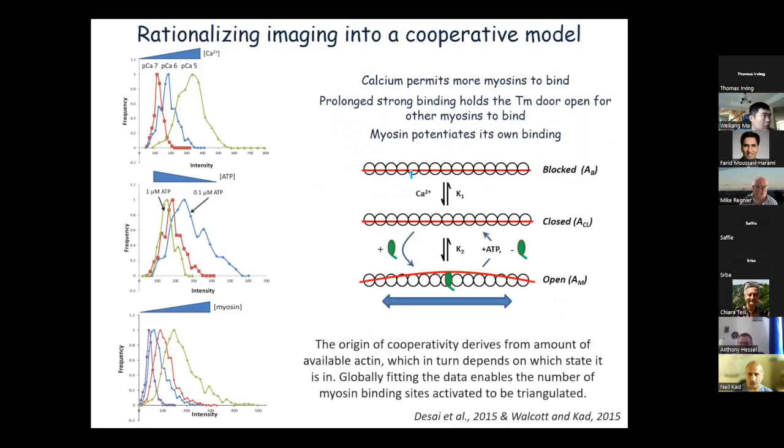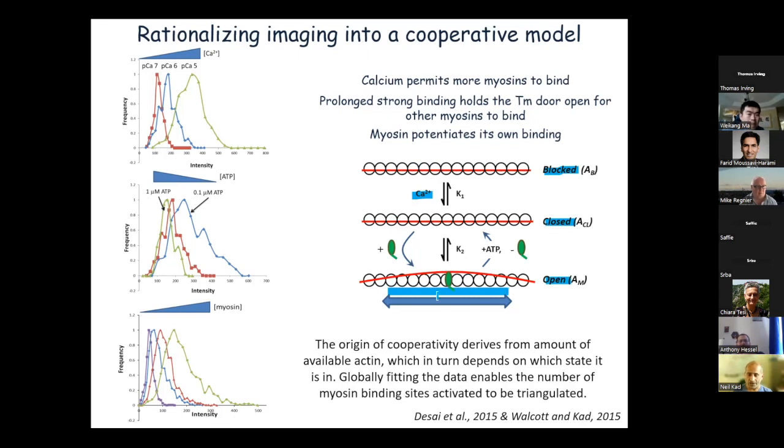So we formalized that in a 3-state model, where we have the blocked, closed, and open states. The blocked state doesn't allow myosin to bind, but it allows calcium to bind. Once calcium binds, we go to the closed state. This allows a myosin to bind, which then facilitates the binding of further myosins.